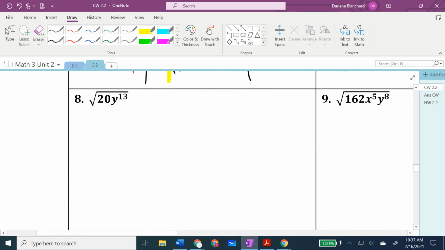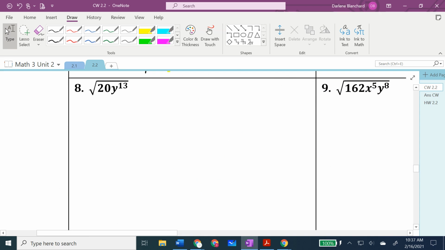Now, let's bring it together. If you have a number and a variable to a power together, you can look at the two separately. And I think most people do a better job if they look at them separately. We can separate because this is multiplication under a root, and I can distribute a root over multiplication and look at the number by itself and look at the variable to a power by itself.